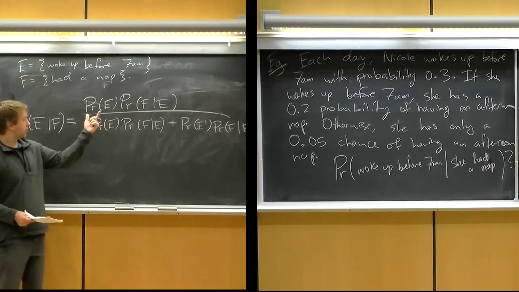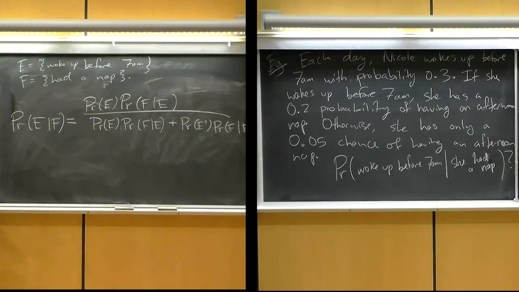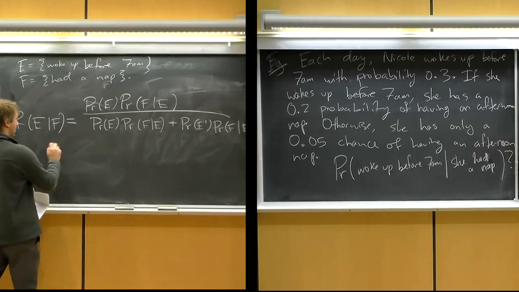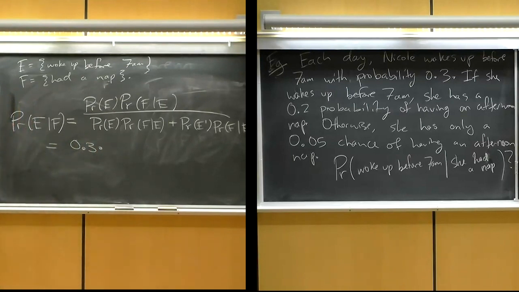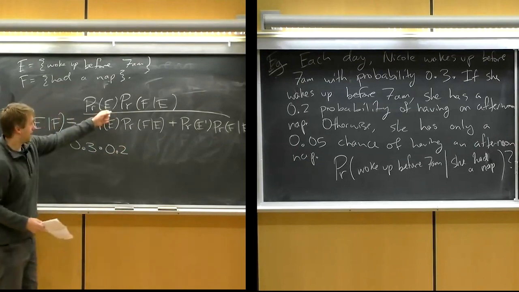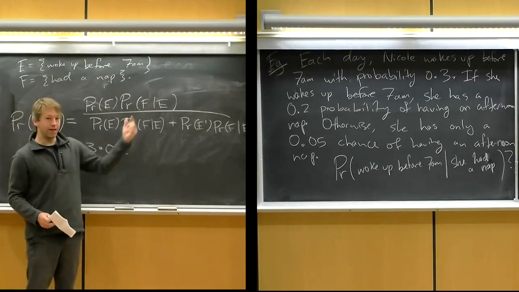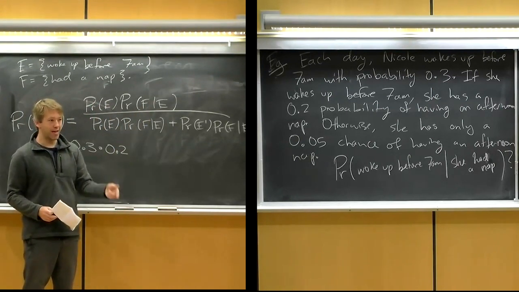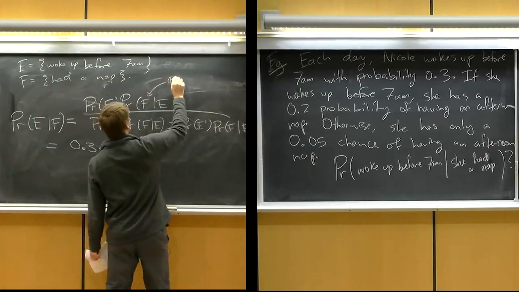All right, so what should I plug in for probability of E? 0.3, right? Probability of F given E? Yeah, so that's going to be 0.2. Probability of E is the probability she wakes up early, 0.3, right? Probability of F given E is the probability she has a nap on days when she wakes up early, right?